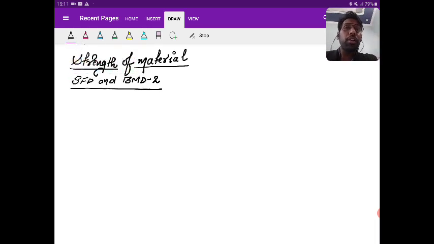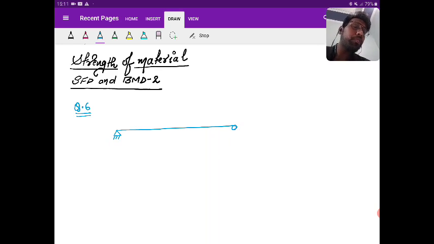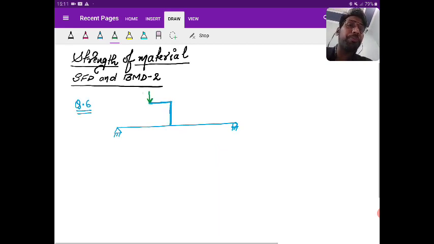So let us see question number 6 for the support reaction. A beam is attached to a frame, and the external load applied on this frame has a magnitude of 10 kilonewton.